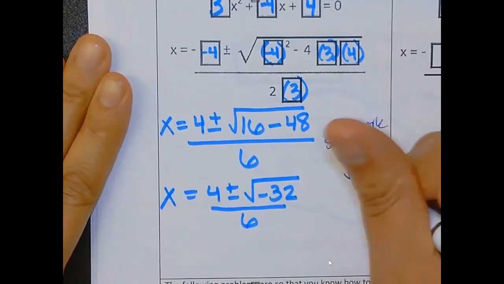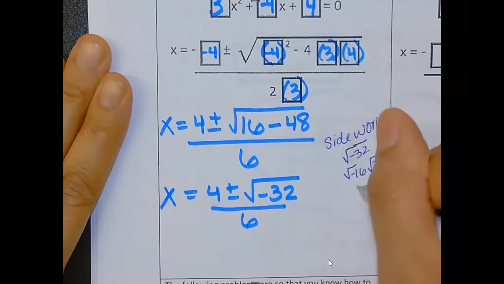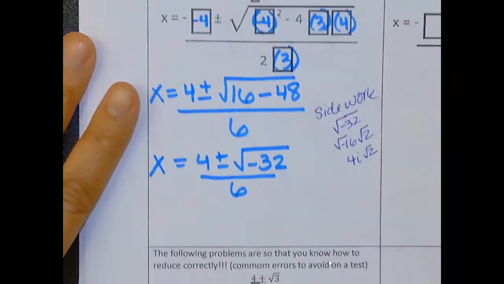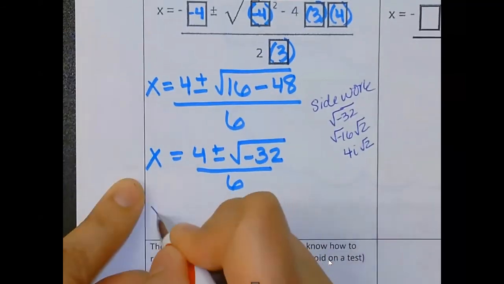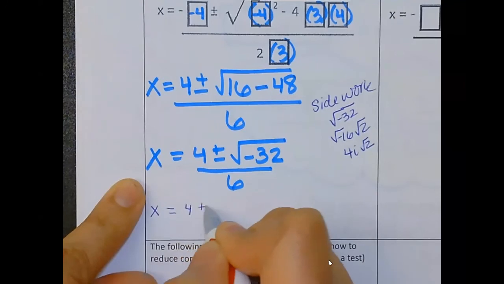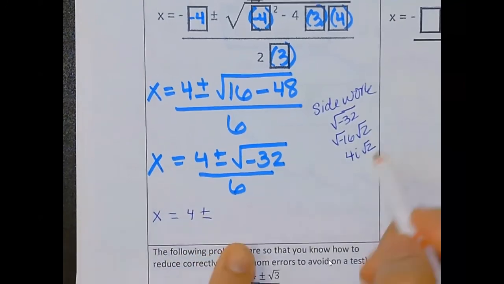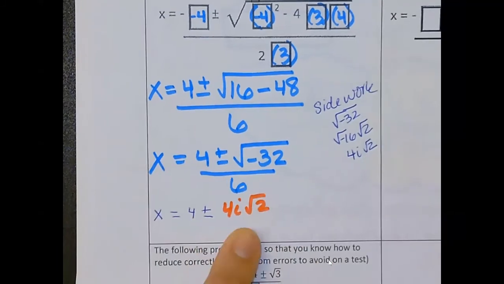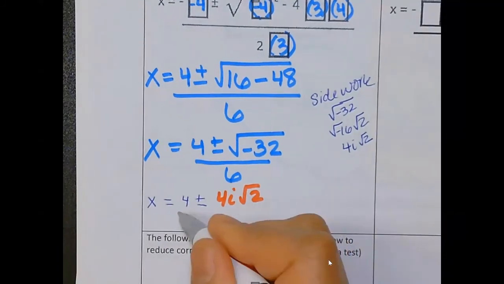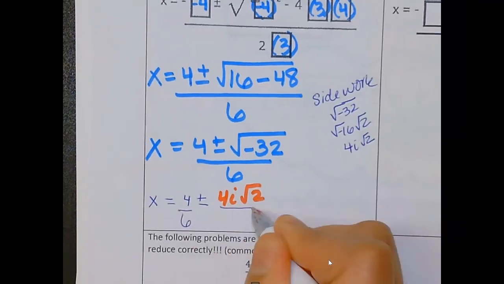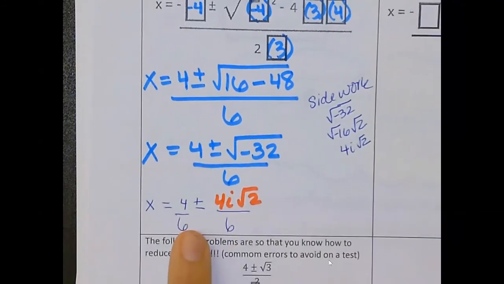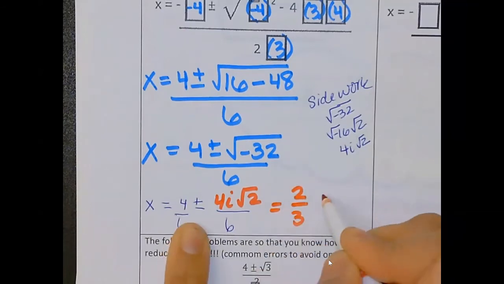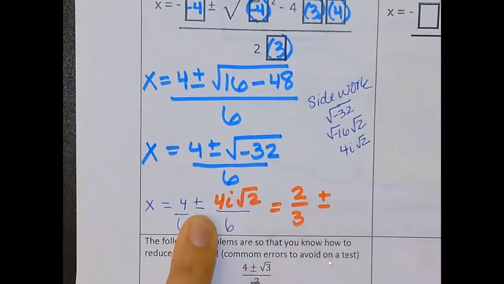Okay, negative 16 times 2. So that is 4i root 2. I'm going to go back here. X equals 4 plus or minus 4i root 2. Instead of putting it all over 6, because I want to make sure that they reduce, I'm going to break it apart right now. So that's over 6 and that's over 6. Next thing I want to do is see if I can reduce this. So this is 2 over 3. 4 and 6.